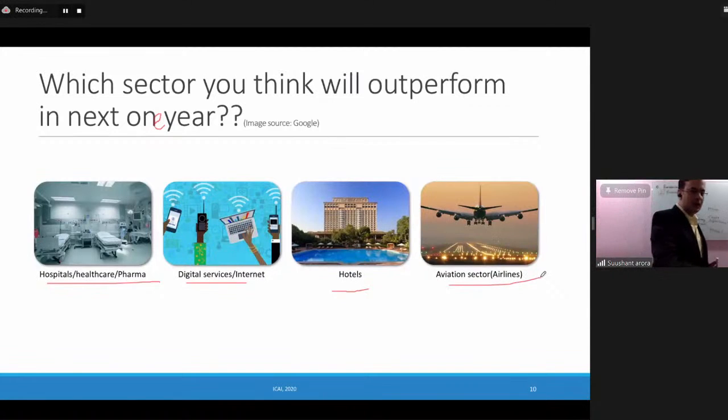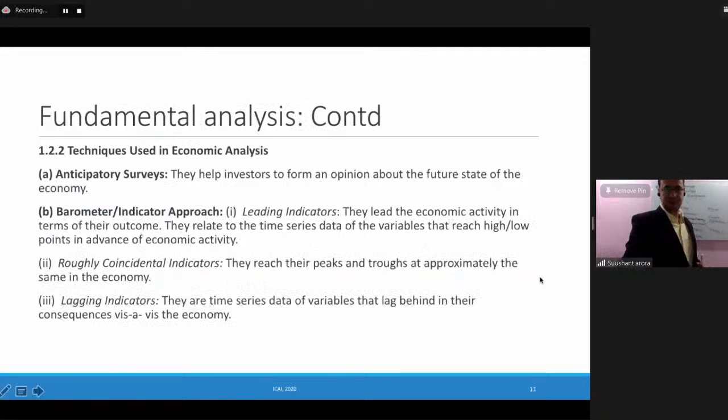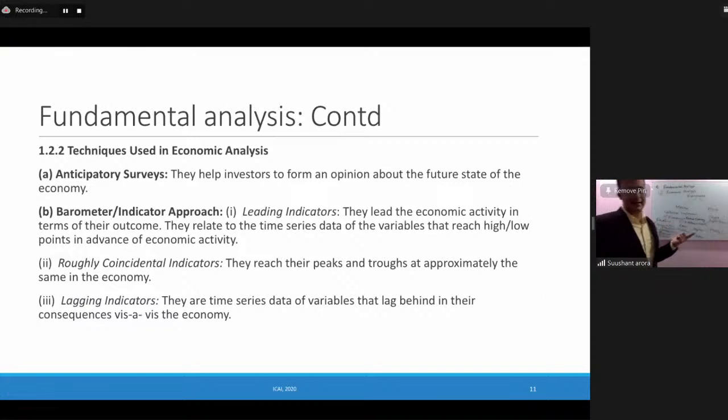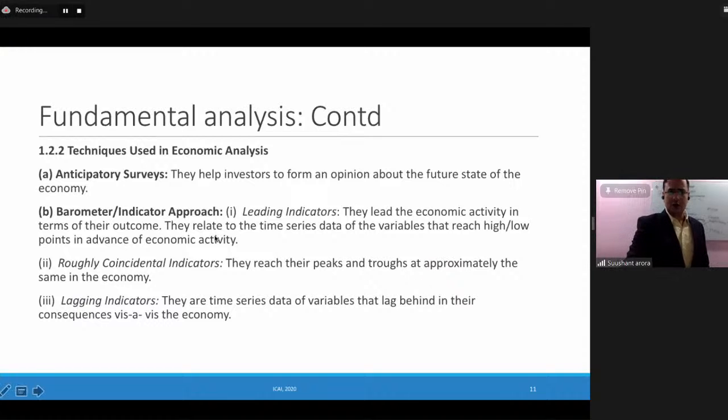Okay, the concept consisting of the techniques which are used for the economic analysis. So this is pretty simple. I'll show you everything on the slide now. Just two, three more slides. It's 8:15. How do we do the economic analysis of this economy?